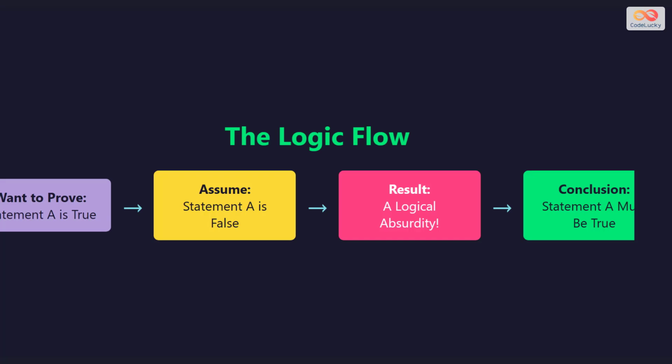Let's recap the logic. You start with a statement you want to prove is true. You then assume it's false. This assumption leads you down a path to a logical absurdity. Because the result is absurd, the assumption must have been wrong, which validates the original statement.